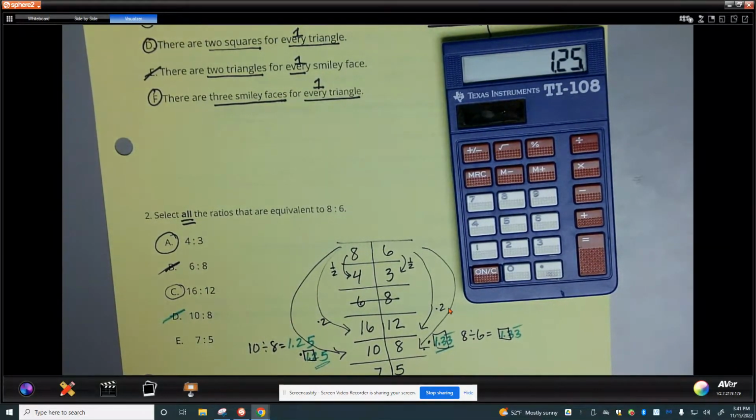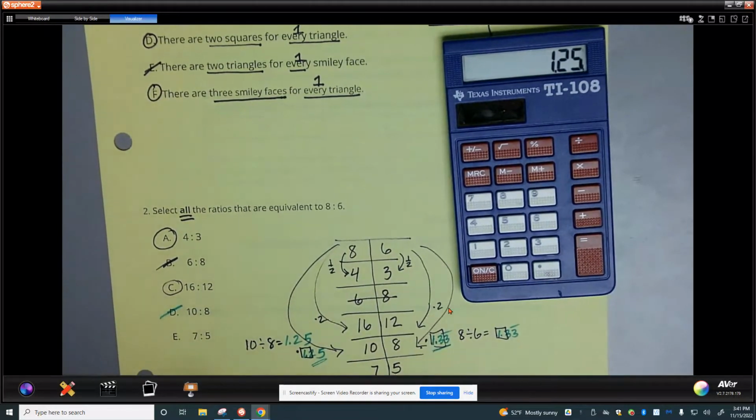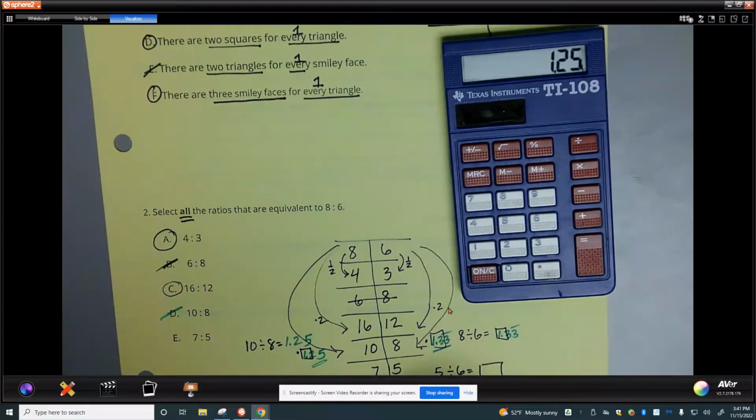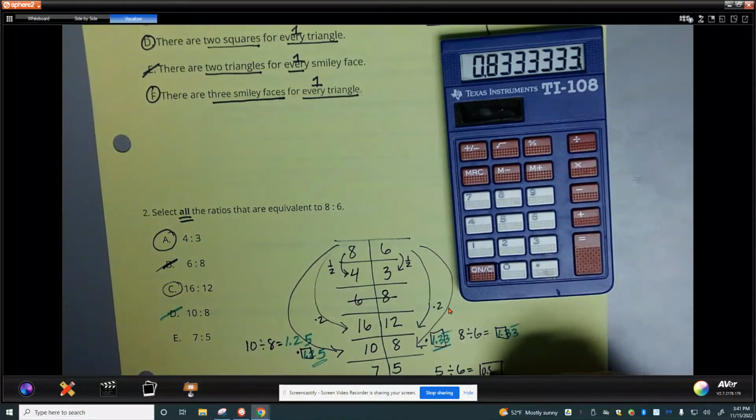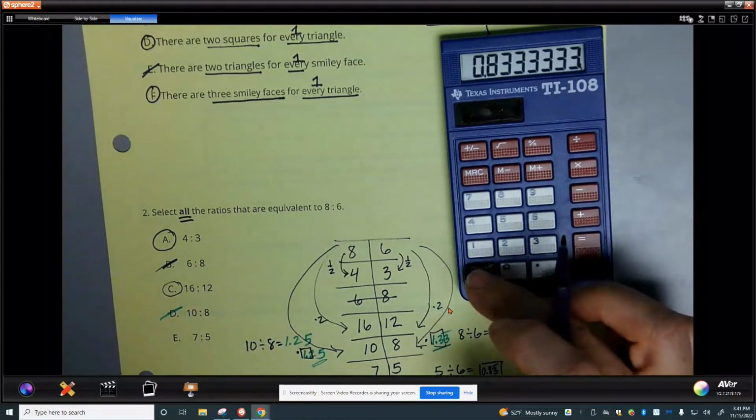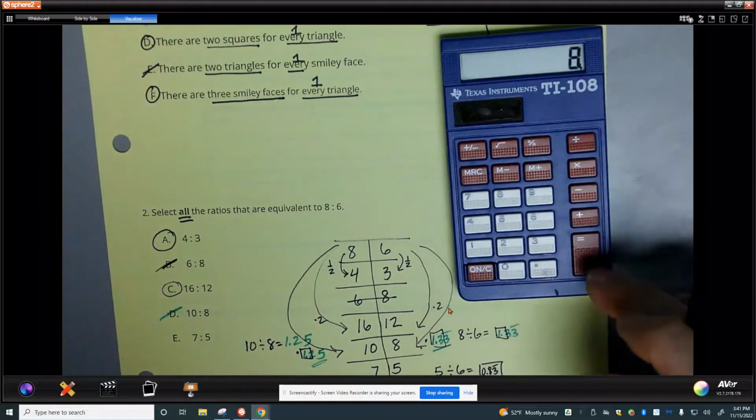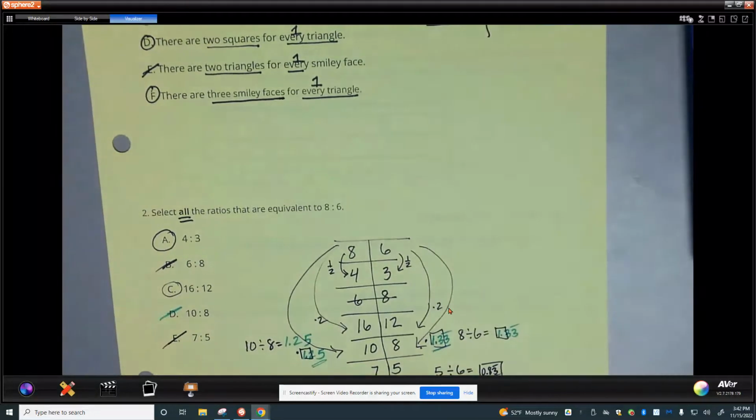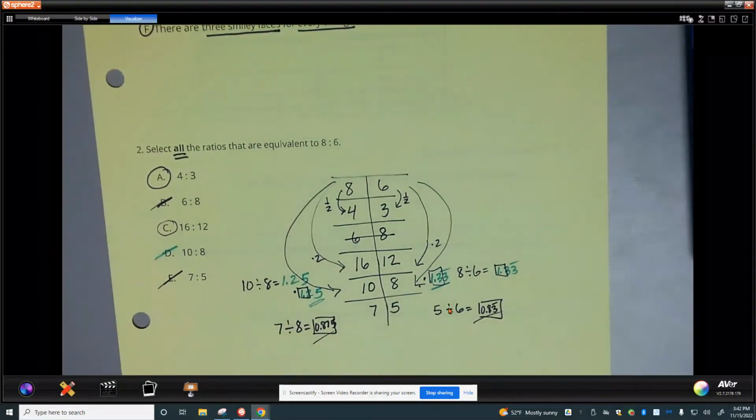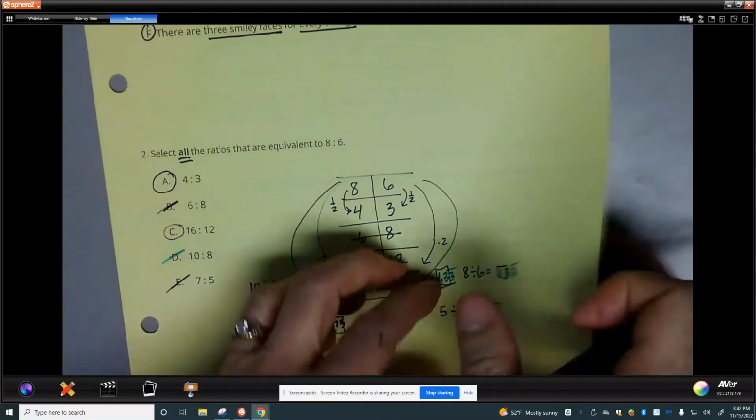I could do the same thing for my 6 to 5 and my 8 to 7. So I do 5 divided by 6. I need a bigger box. And I do 7 divided by 8. So 5 divided by 6, 0.83 repeating, and 7 divided by 8, 0.875. So those are not equivalent. So not an equivalent ratio. Oh, sorry. I do that a lot. My bad.